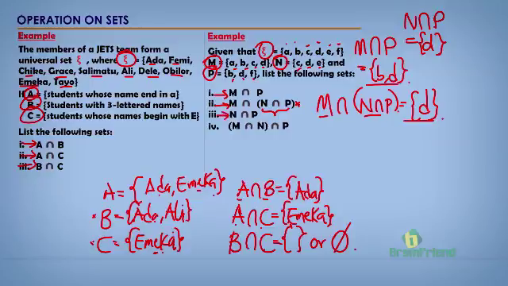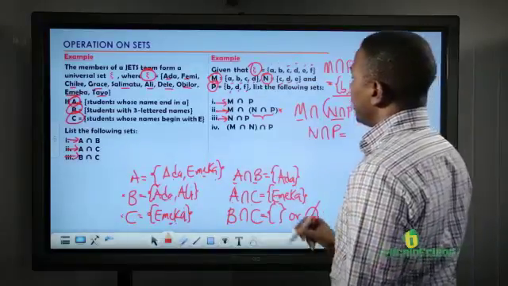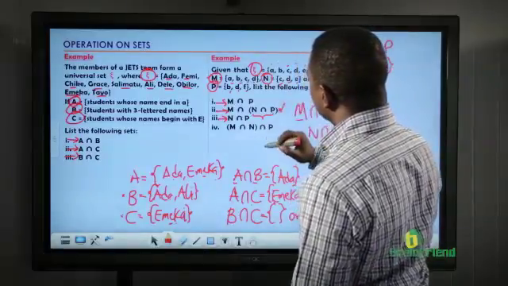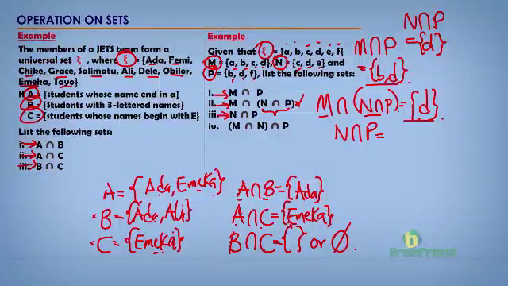Next, let's find N intersection P. If we remember the question that we answered before now, we found our N intersection P, and we said we have the set that has the element D as its answer. Lastly, let's find the intersection between M intersection N and P.